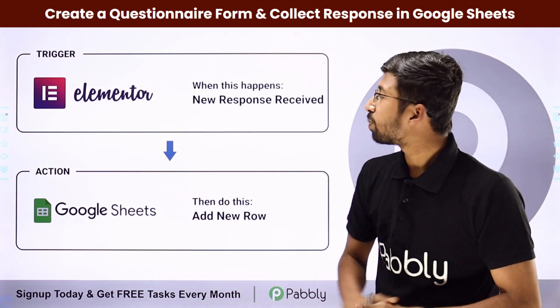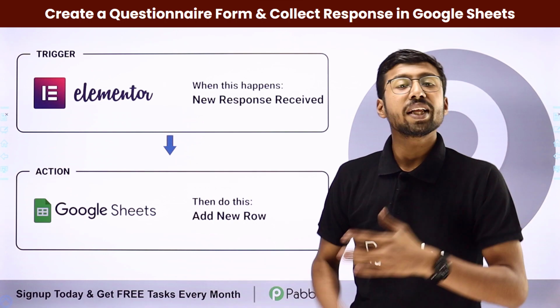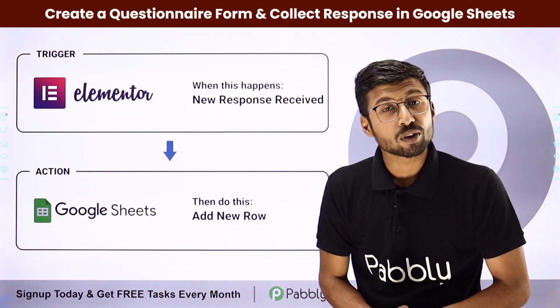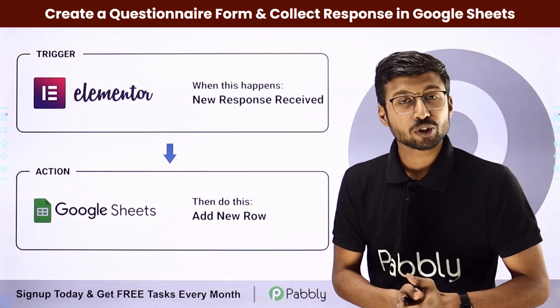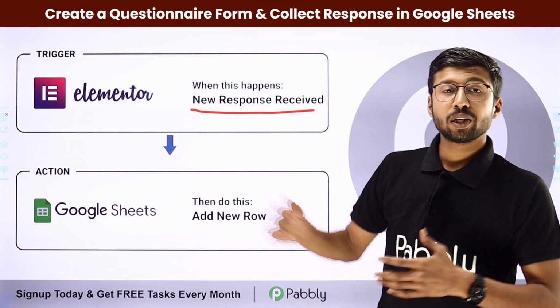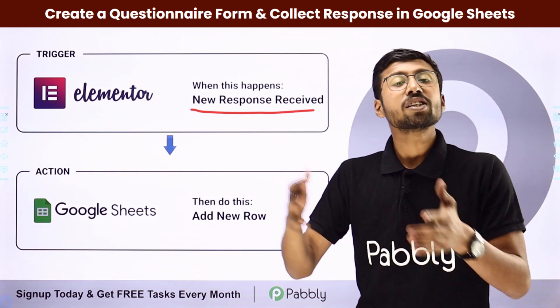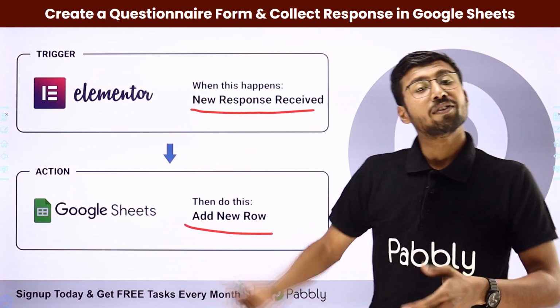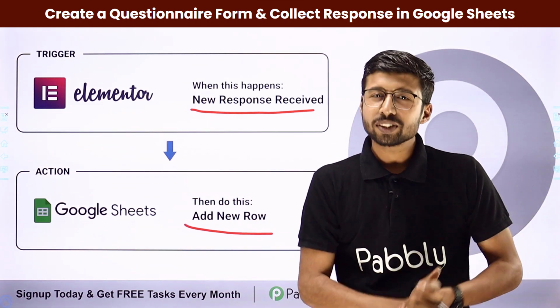So the trigger of this automation will be Elementor. We took an example of Elementor forms, but instead of this, you can use any other online form building application according to your choice. So whenever we get a new response in Elementor, a new form submission, the details or the data of that form submission will be automatically added as a new row in our Google Sheet. So guys, how can you set up this automation? To know this, you have to come with me to my screen.